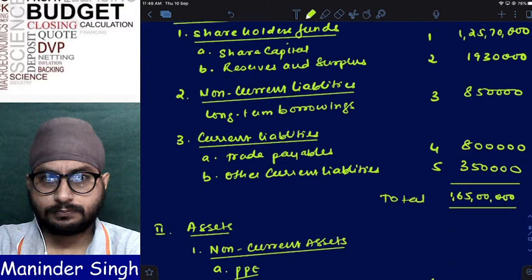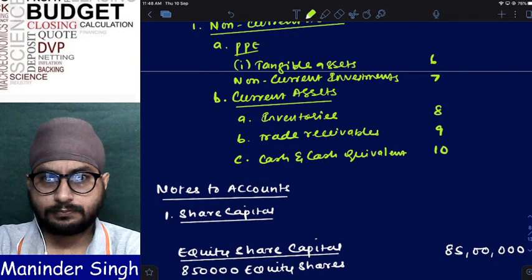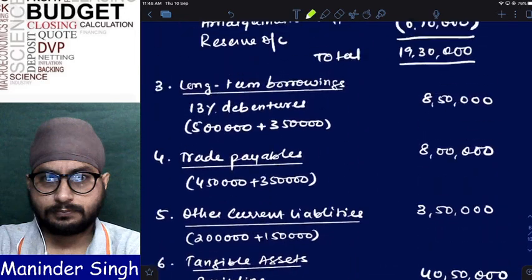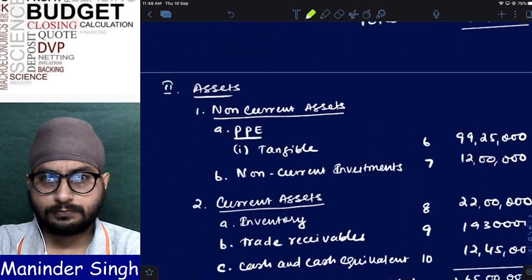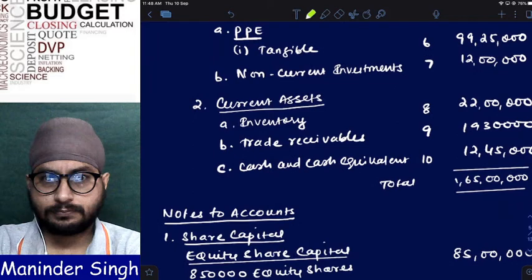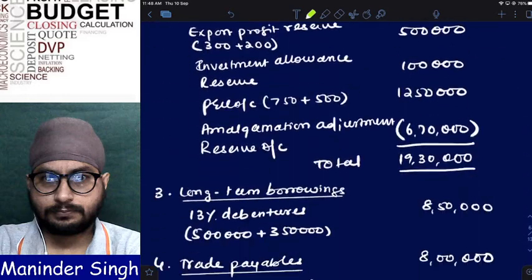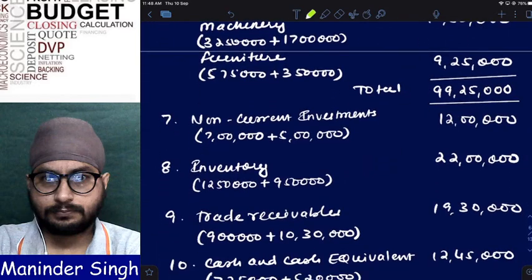Okay. So let us continue with the asset side. Now tell, asset side mein what changes will there be? Will there be any changes? No, the asset side will remain the same. There will be no changes. The asset side will be the same as before.